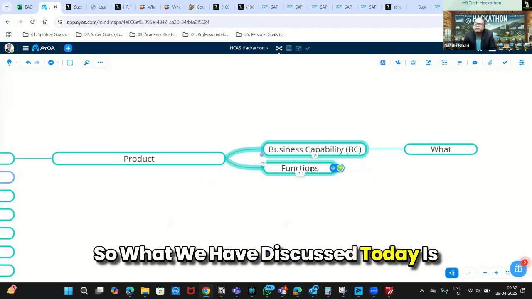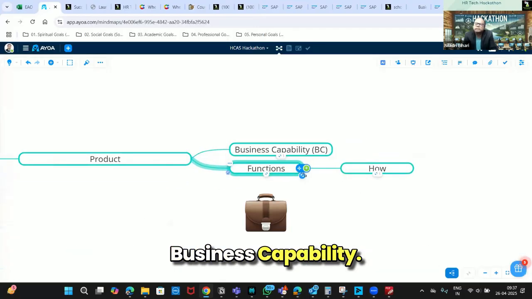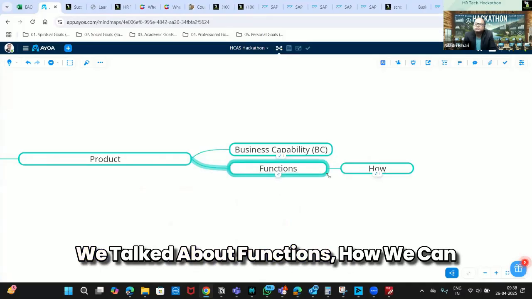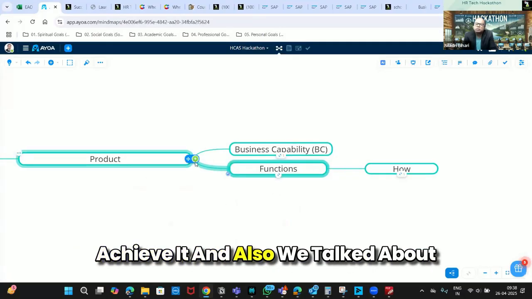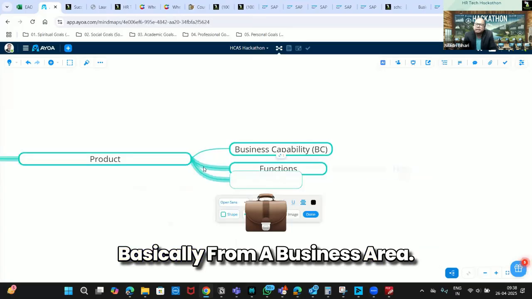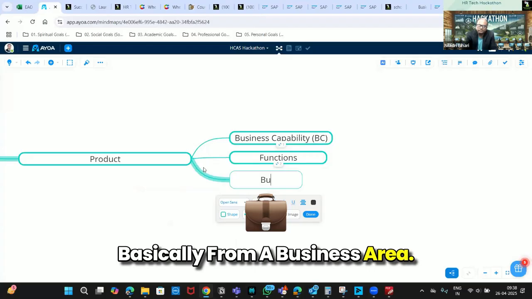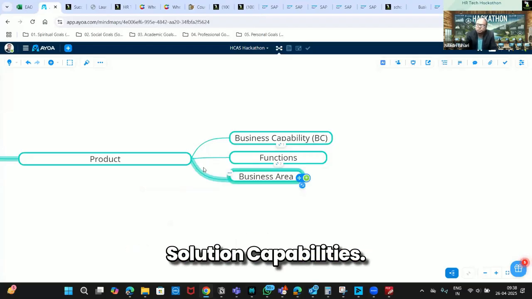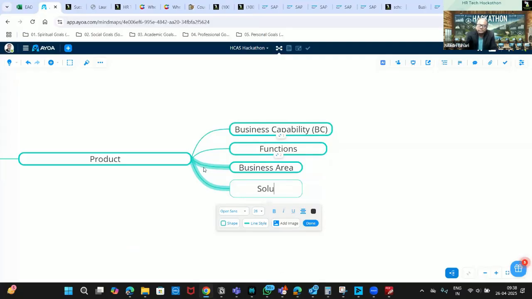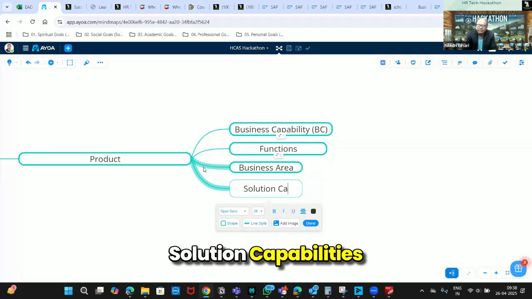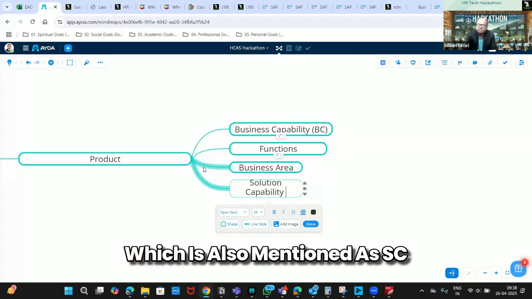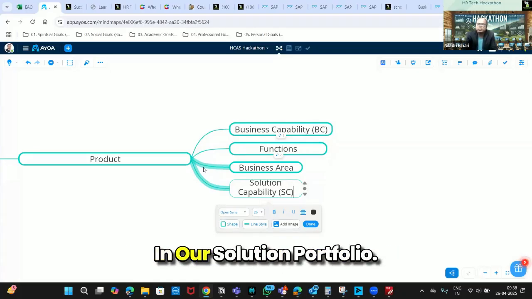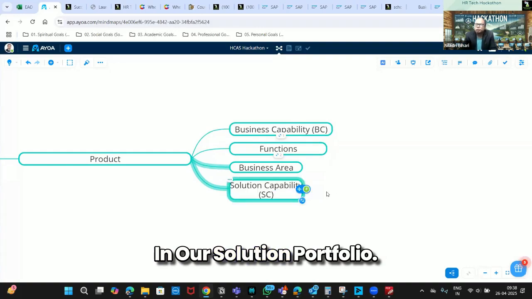What we have discussed today is business capability. We talked about the functions, how we can achieve it, and also we talked about it from a business area point of view. Then I also talked about your solution capabilities, which is also mentioned in the SC in our solution portfolio.